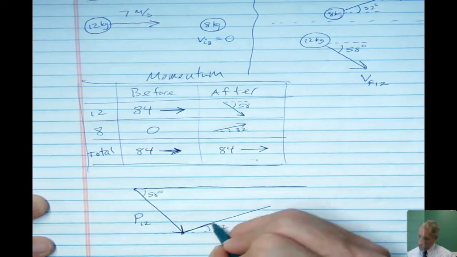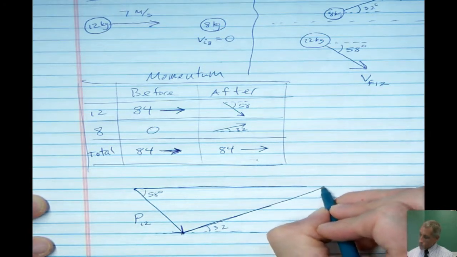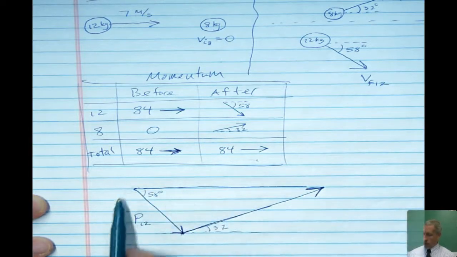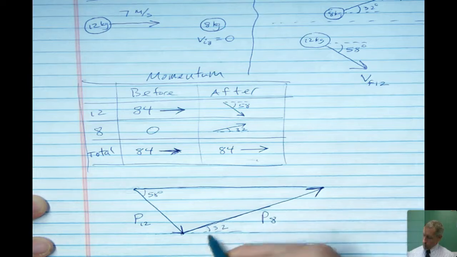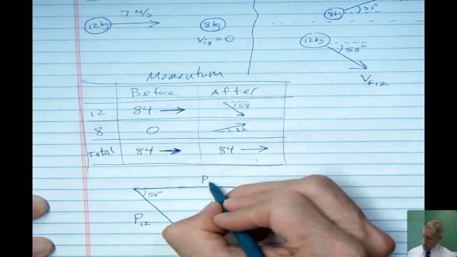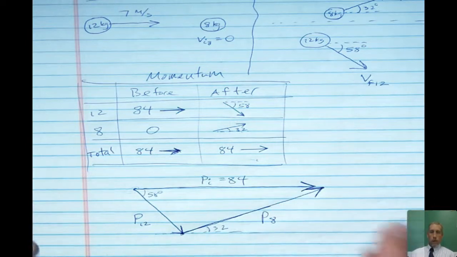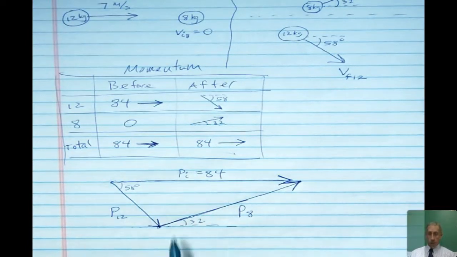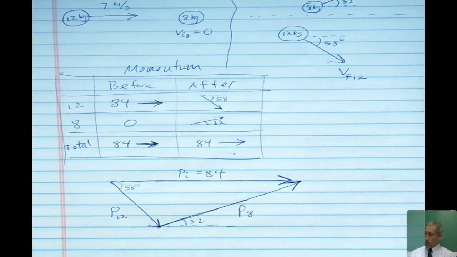So I'm going to draw this momentum for the 8 kilogram ball so that it ends up exactly to the right of where I started my initial momentum vector. So this is P8, pointed up at 32 degrees, and here was my initial momentum. That's the 84. All right, so I've got a vector equation here. The final momentum of 12 plus the final momentum of 8, when added together, gives me the initial momentum that I had in my system.